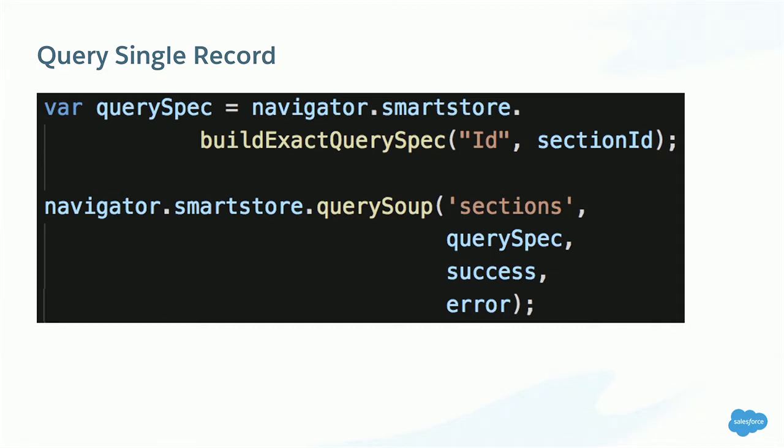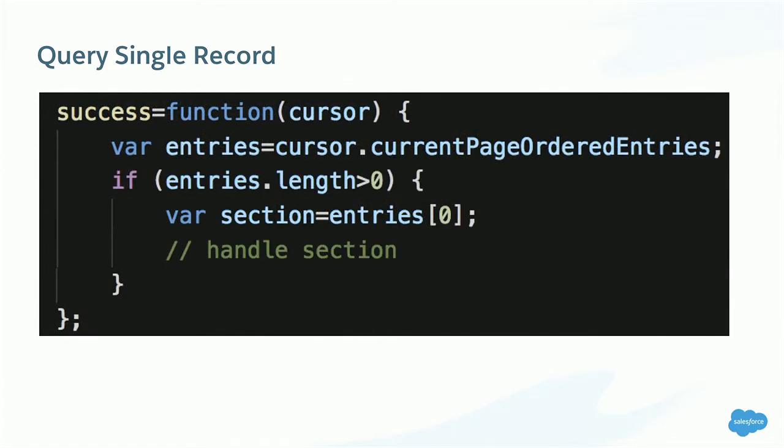And that section ID has typically come from my HTML markup. I'll put it in as a data attribute or something like that. So when the user clicks on the link, I'll figure out what the ID is, and then I'll pass that into the method that's actually going to execute the query. And then once again, I'll just do query soup. Same concept as before, pass it the sections, pass it this query spec, success and error callbacks. And when I've queried a single record, again, it's exactly the same kind of concept as when I queried all the records. I've got my current page ordered entries. However, in this case, I know there's going to be a maximum of 1. So defensive programming again, check there's more than 0. If there is, then I use the 0th entry and I put out the page information of that.